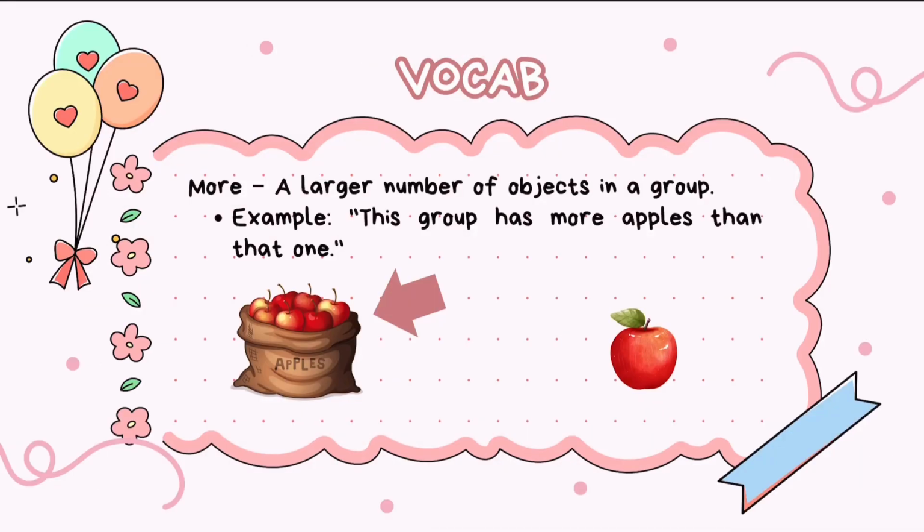Let's go ahead and review some vocabulary for this lesson. Our first vocabulary word today is more. More is a larger number of an object in a group. This right here is an example that the group has more apples than just the one. So this bag of apples has more than just that one apple. So we would say it has more. Can you say more? More. Good job.